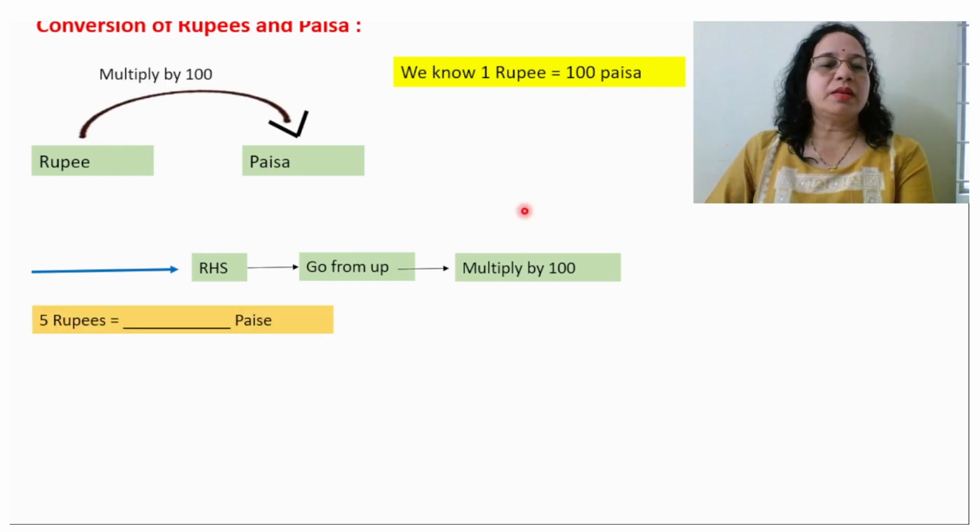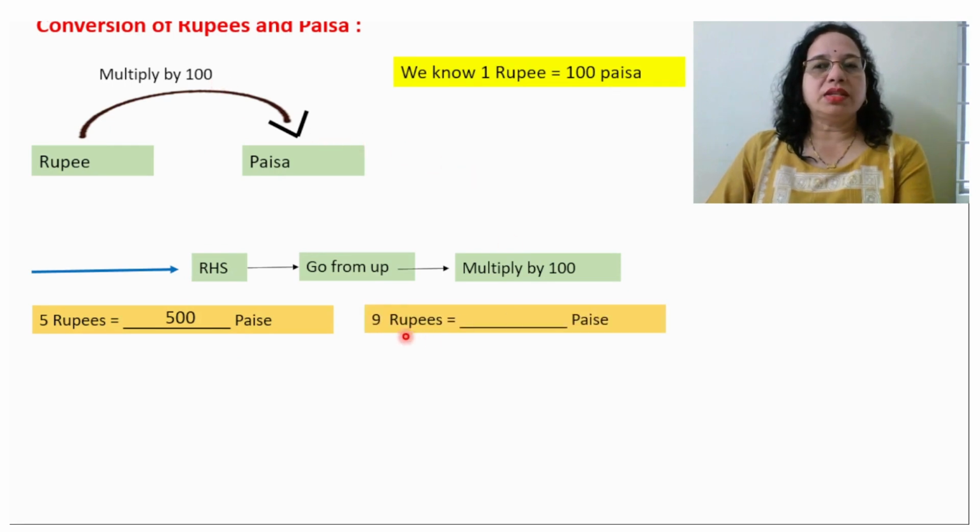Take some example. 5 rupees is equal to how many paise? So 5 rupees, how many paise? 5 into 100 will give you 500 paise. Take one more example. 9 rupees into paise. So 9 into 100 will give you 900 paise.